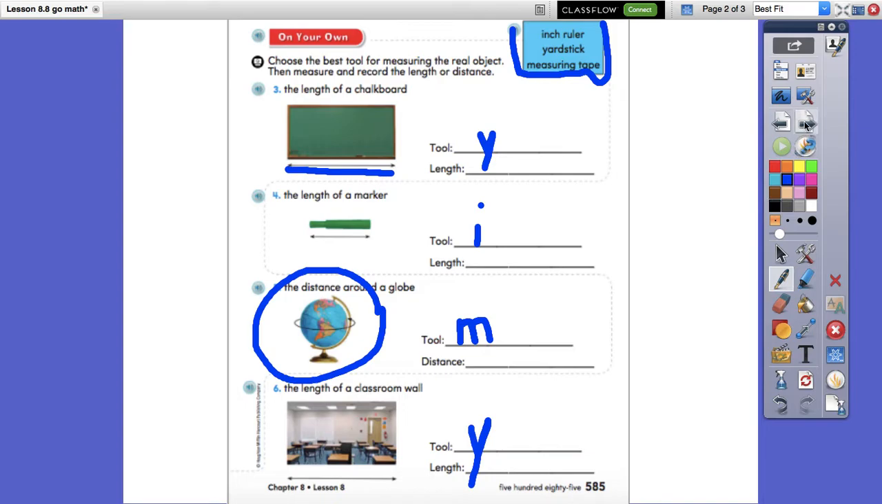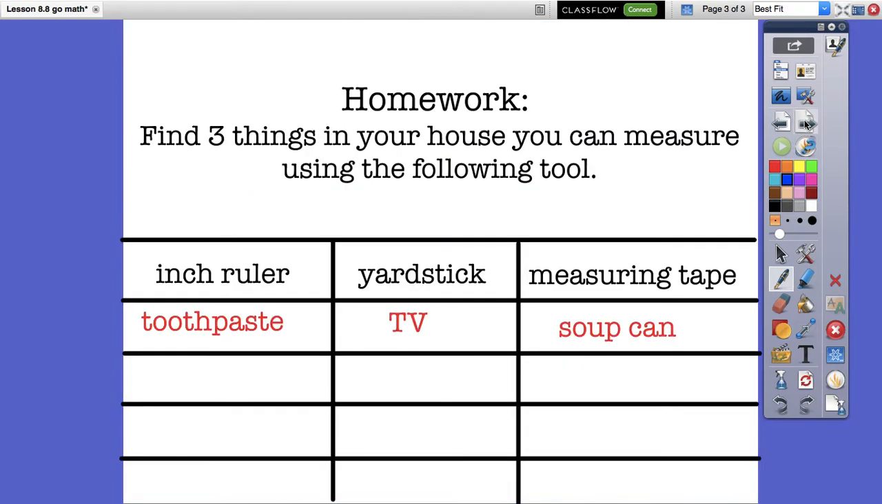Let's look at your homework for today. Find 3 things in your house you can measure using the following tool. So the first one is an inch ruler. Find things in your house that are only a couple inches long, and I'd like you to write on a piece of paper 3 objects that you can measure with an inch ruler.